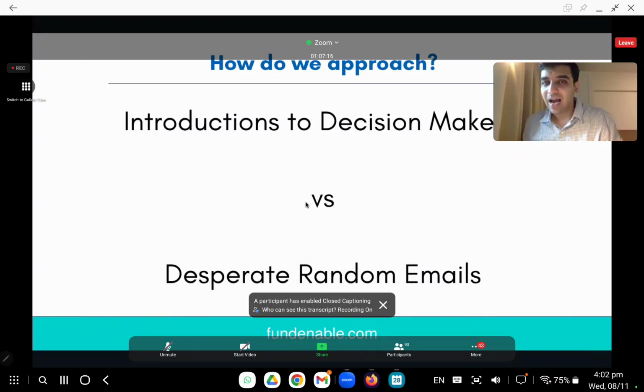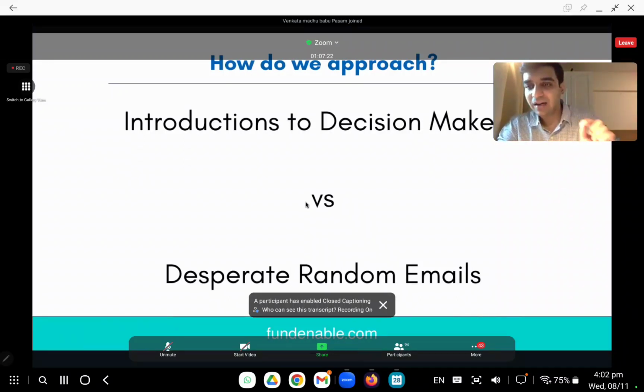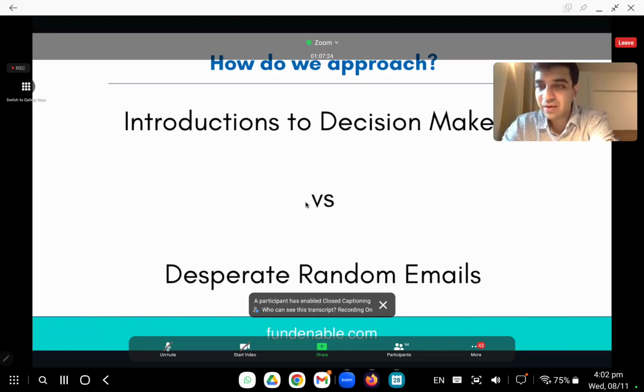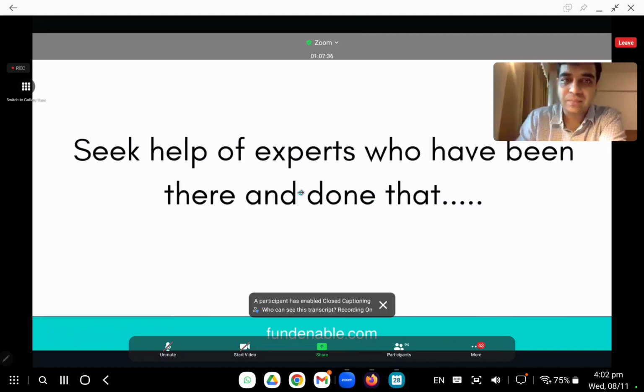But at the end of the day, if nothing else is available, then I use some of these tools to get the right email address of the person that I'm trying to reach out to, right? And this is the last resort that we have when it comes to raising money.